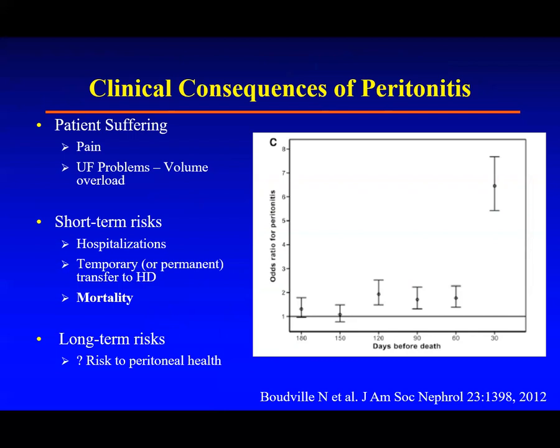Here you see the likelihood for a patient having had peritonitis prior to death as a function of time before death. And you can see that in the 30 days prior to a PD patient's death, there was a 6-fold likelihood that this patient had peritonitis compared to randomly selected times throughout the year. And this relationship persists as far as 120 days prior to death, where there is still a twofold likelihood of having had peritonitis.